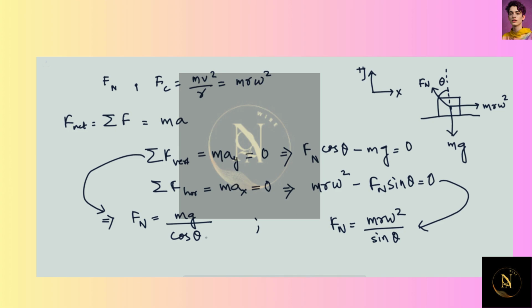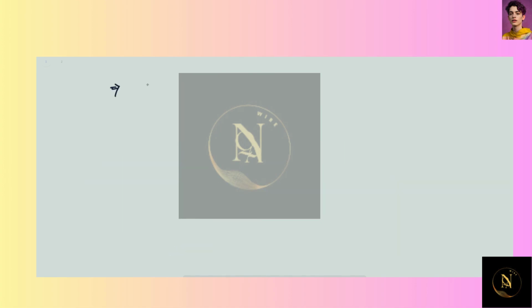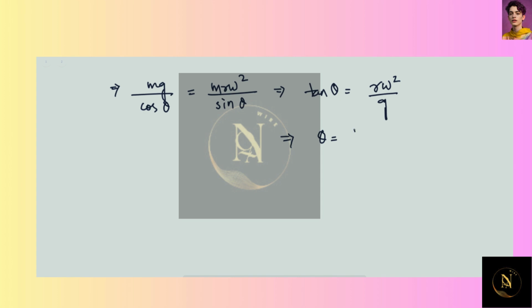Now since both of them represent the same value of normal force, the right hand sides should be equal. This means that mg over cosine theta is equal to m r omega squared over sine theta. And we simplify this, so we get tan theta equal to r omega squared over g. And this gives theta equal to tan inverse of r omega squared over g.